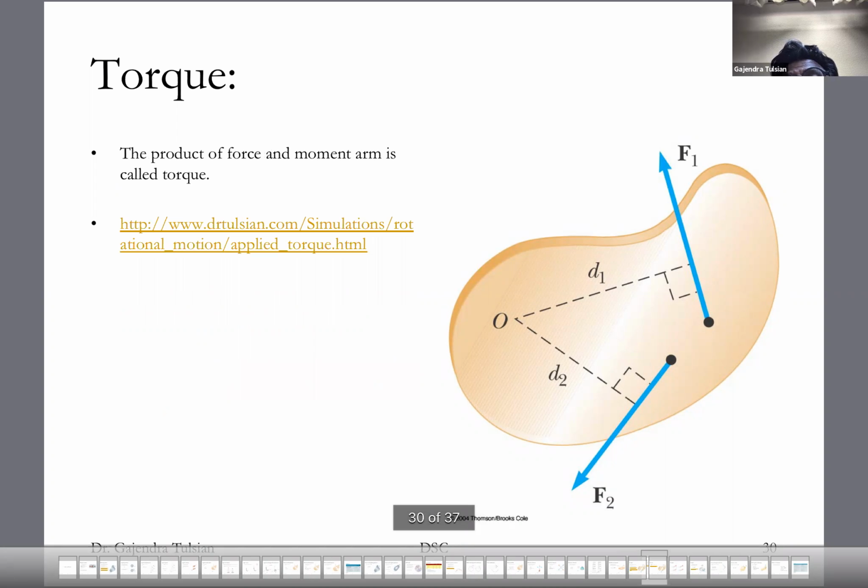So what we're saying here is the product of force and moment arm is called torque. The magnitude of the force times the moment arm is the torque. This force will make it rotate counterclockwise, which is positive. And again, you use your right hand: wrap your fingers in the direction of rotation, and your thumb points in the direction of the torque.